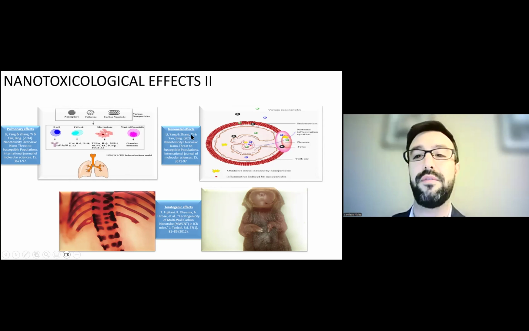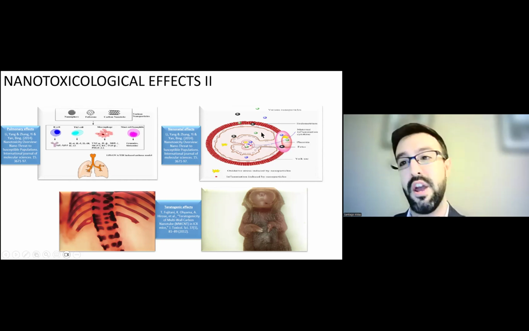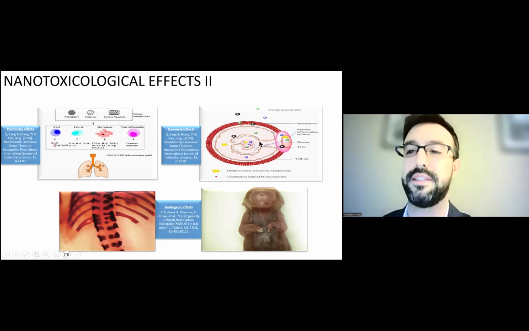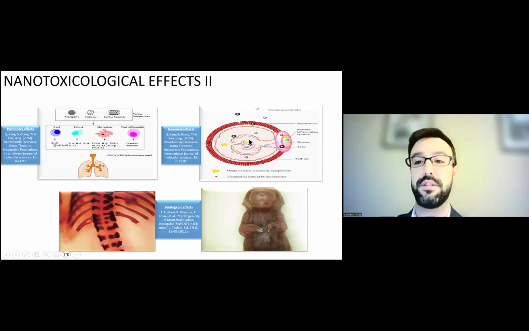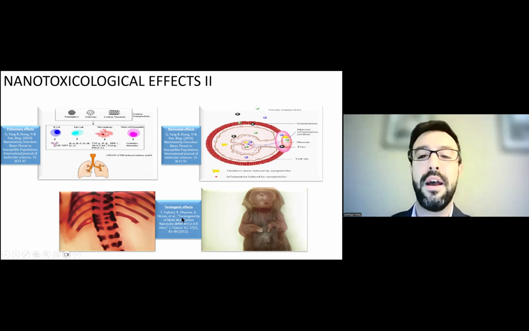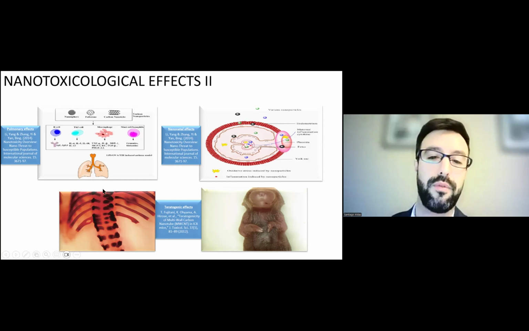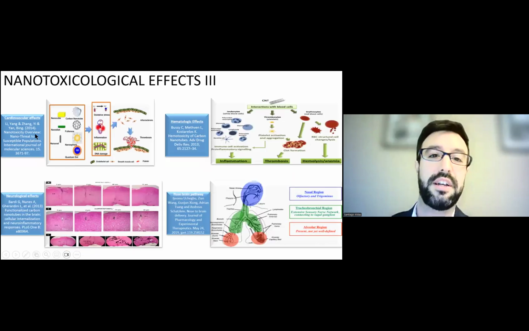We have neural effects. We can see that CNT can cross the endometrium, placenta, the yolk cell, and they access directly to the fetus, causing oxidative stress and inflammation, which leads to abortion and teratogenic effects, like I mentioned before, the lack of fusion of the body of the vertebrae and the lack of fusion of the arc branches. We can see cardiovascular effects.